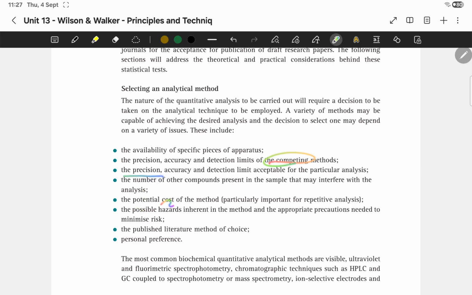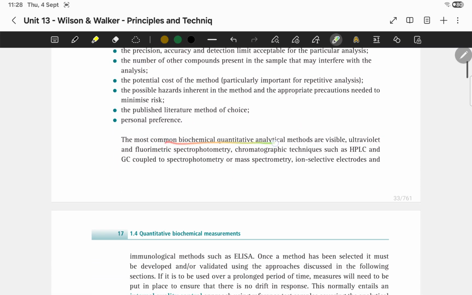competing methods, the precision, accuracy, and detection limit acceptable for the particular analysis, the number of other compounds present in the sample that may interfere with the analysis, the potential cost of the method, particularly important for repetitive analysis, the possible hazards inherent in the method and appropriate precautions needed to minimize risk, the published literature method of choice, personal preference.